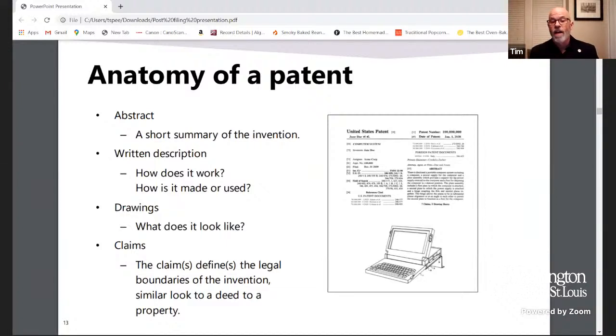And additionally, you have to tell us the best way you know to do that. If you've done testing and you find, for instance, it's a process of making something, you find some reactant to be particularly better than others, you need to disclose that.